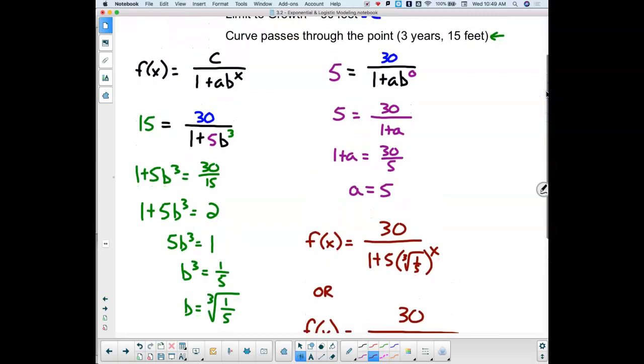Okay, because if I'm plugging in 15 there, right? So the other way of doing this here would have been, I'll go right down the middle. 15 times 1 plus 5b cubed equals 30. I'm going to plug in 3. Oh, that's why. Okay, and then divide by 15. And now I'm back to normal. Okay.